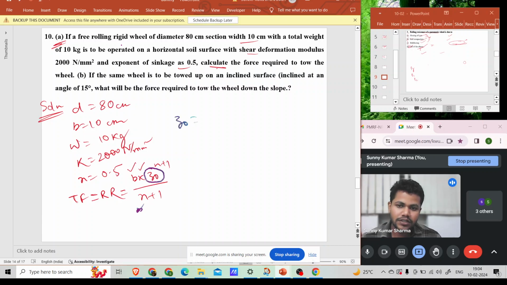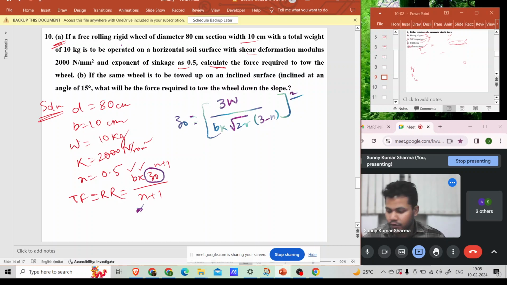And the expression of Z0 is in terms of W. In the first slide of this session, I explained how to calculate Z0 in terms of W. I wrote that expression, I am writing it again. Z0 is 3W by b k root under 2R into 3 minus n, to the power 2 by 2n plus 1.